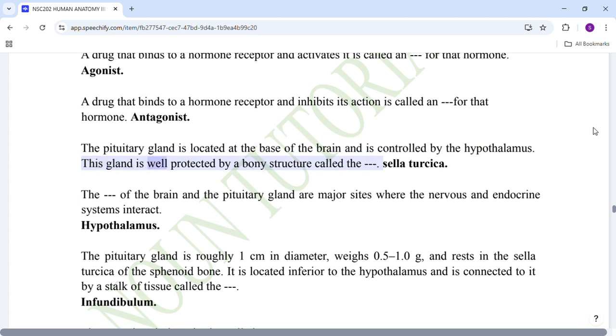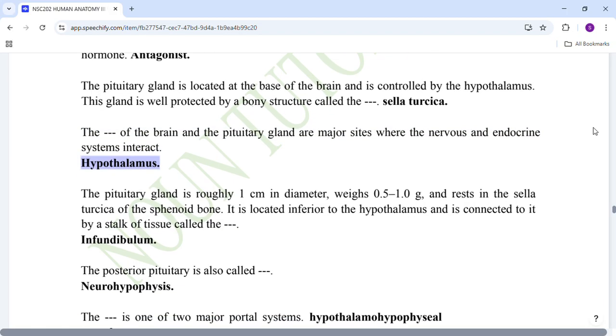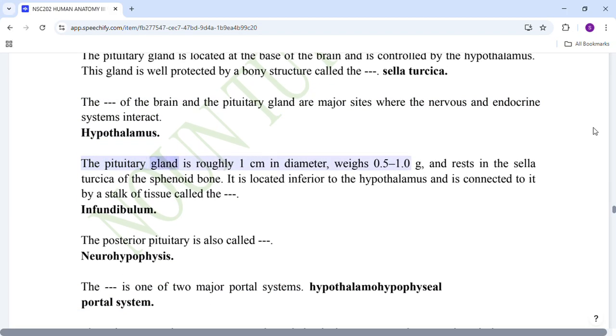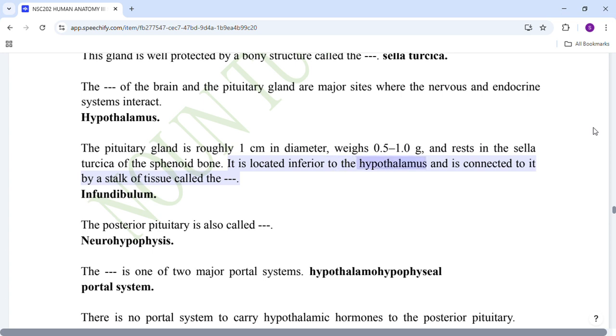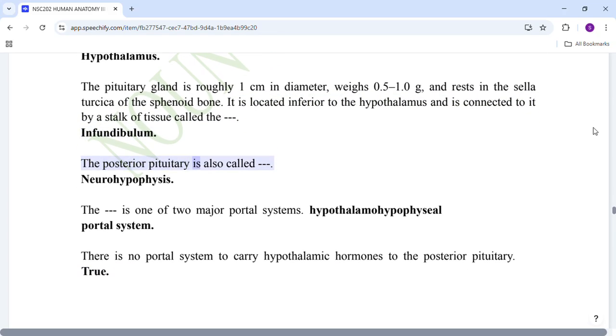The pituitary gland is located at the base of the brain and is controlled by the hypothalamus. This gland is well protected by a bony structure called the sella turcica. The hypothalamus of the brain and the pituitary gland are major sites where the nervous and endocrine systems interact. The pituitary gland is roughly 1 cm in diameter, weighs 0.5 to 1.0 g, and rests in the sella turcica of the sphenoid bone. It is located inferior to the hypothalamus and is connected to it by a stalk of tissue called the infundibulum.